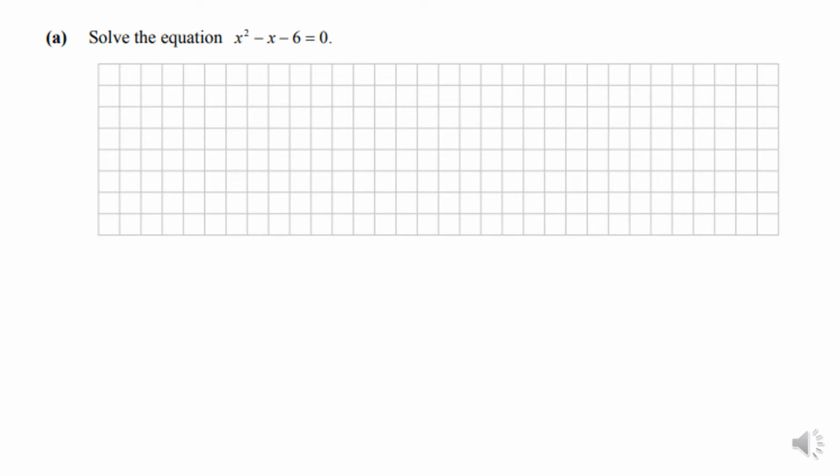So in this video we have a 25-mark question at ordinary level, Leaving Cert on functions. Part A begins with a quadratic equation, which is what you've learned in algebra, and it asks you to solve the equation.